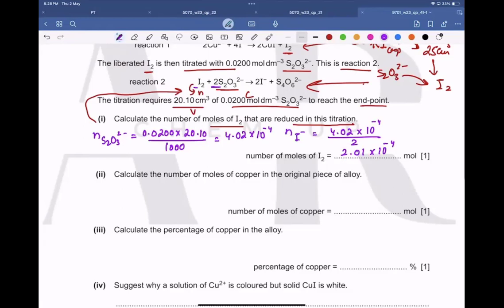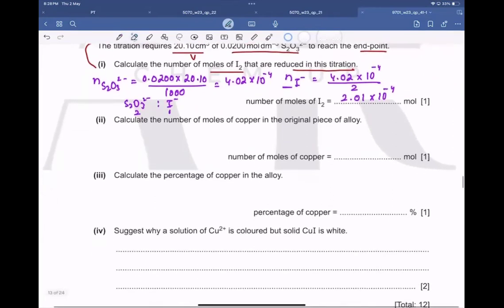For this one, you can do it like this. Moles of thiosulfate is 2, moles of iodine is 1. There are 2 and there are 1. This ratio we got from the balanced equation from here. And then 4.02 is 2x.